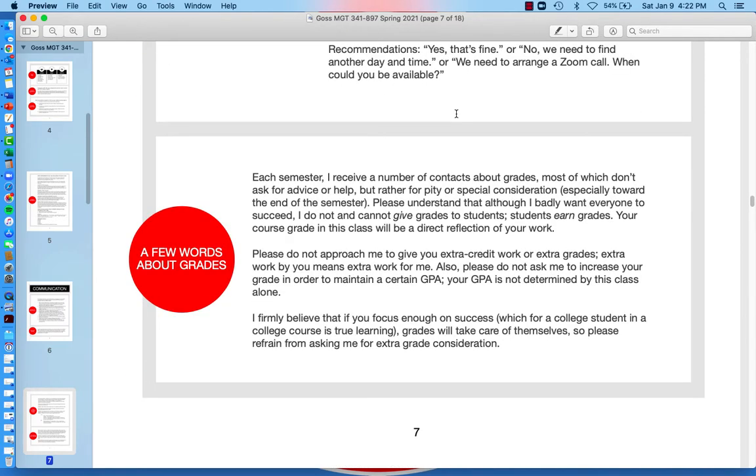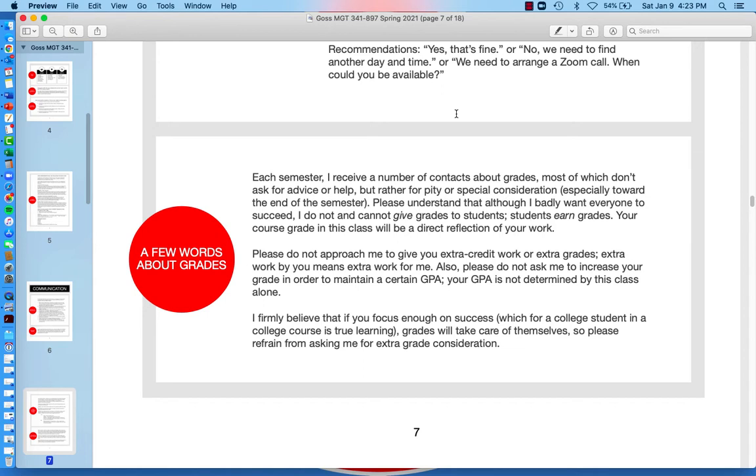Let's also talk a little bit about grades. Understand, ladies and gentlemen, that you don't receive grades from me. I simply record the grades that you earn. I do not give grades. You earn them. Whatever quality of work you do is exactly the grade that you will receive on your work. It's just that simple. Please make sure you understand that. I am not going to adjust grades in this class.